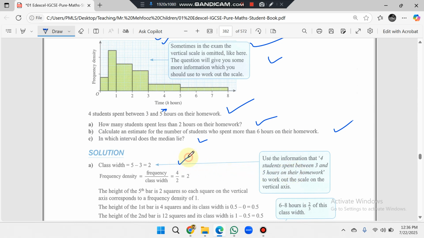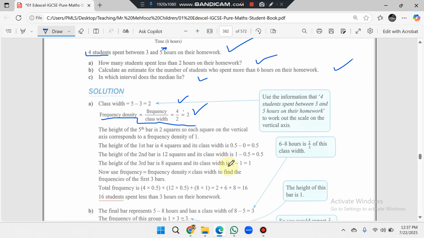Okay, after that the frequency density has the formula that is frequency over class width. So what is frequency? That is 4, because 4 students spend. And what is the class width? That is 5 minus 3, that is simple 2. So it means that the frequency density for this class is simple 2. Any problem?